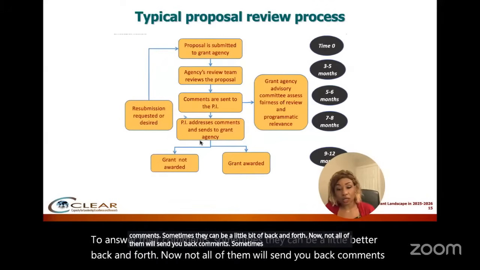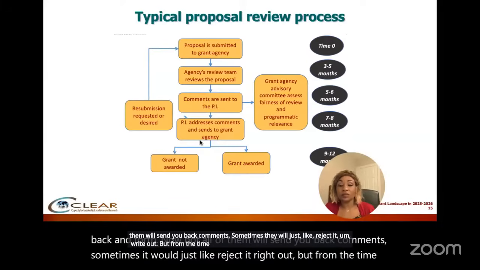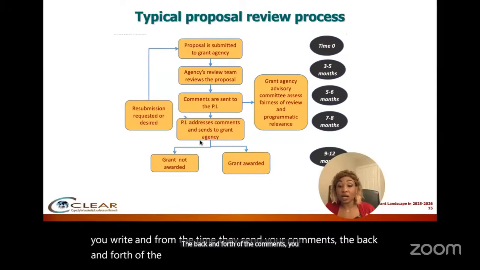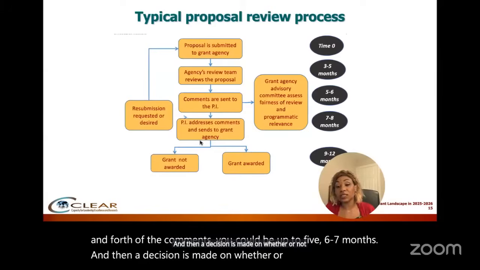Now, not all of them will send you back comments. Sometimes they will just reject it right out. But from the time you write and from the time they send you comments, the back and forth of the comments, you could be up to 5, 6, 7 months. And then a decision is made on whether or not you are awarded the funding.